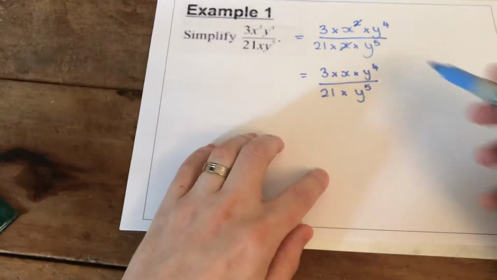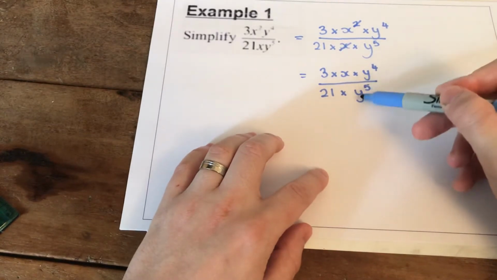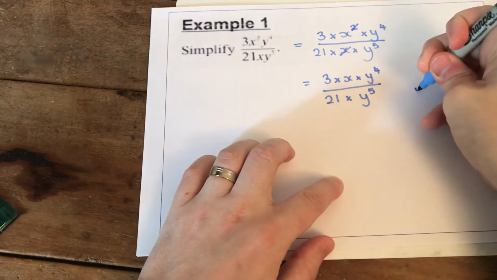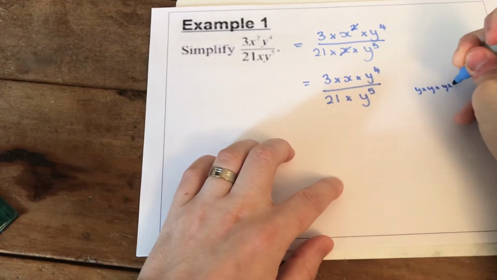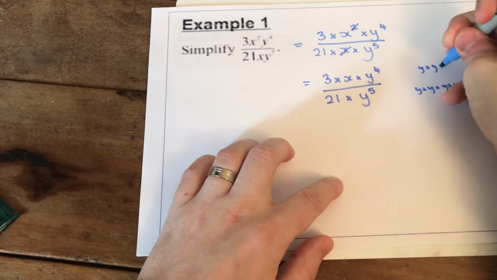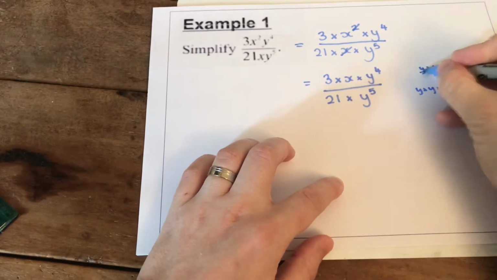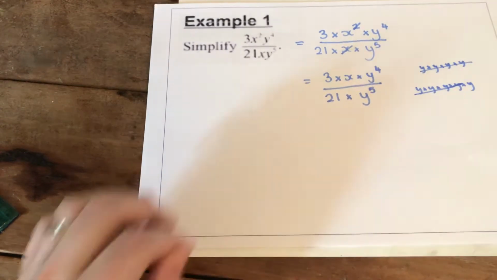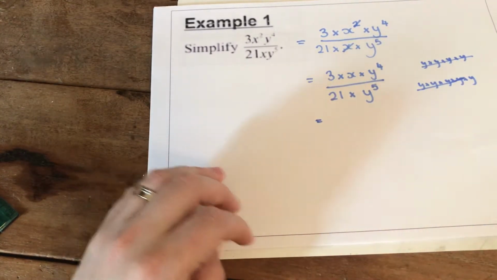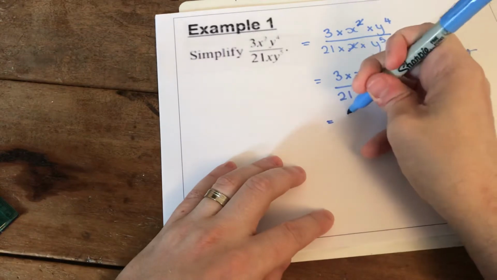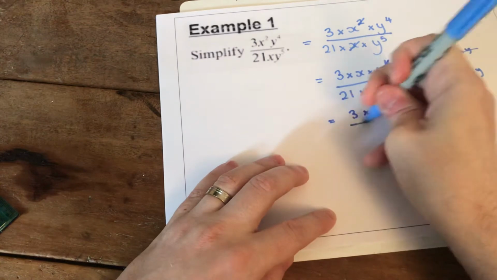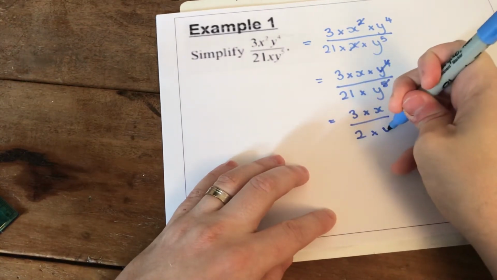Now, there is a y to the power of 4 in both of these. That there is y times y times y times y times y. That is our y to the power of 5. This here is y times y times y. So if we were to cancel out the 4 y's, we would just get left with the y on the denominator. So we get 3 times x because we cancel that out, and then on the bottom we get 21 times y.